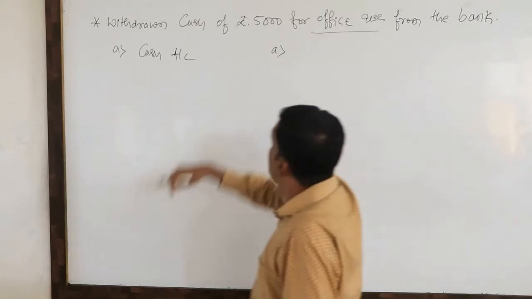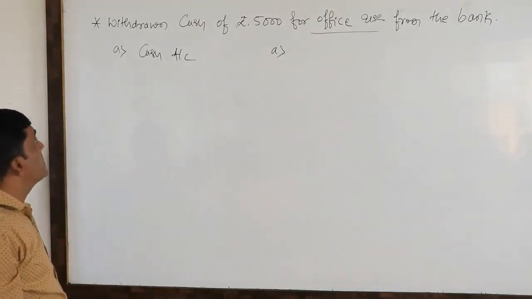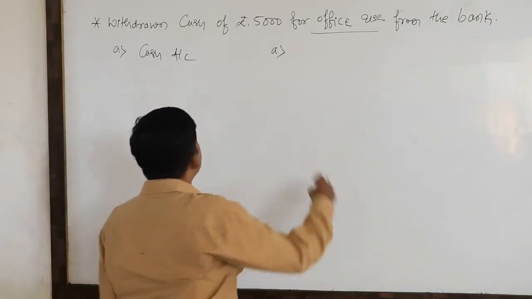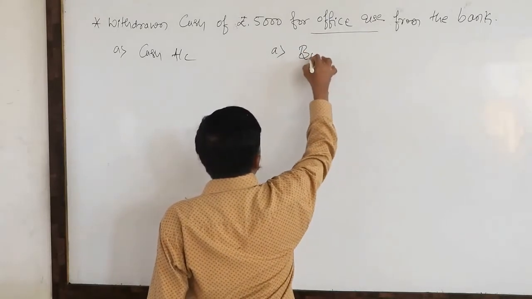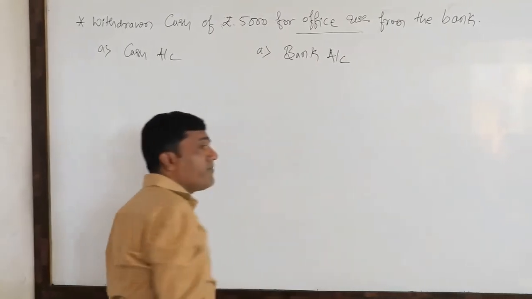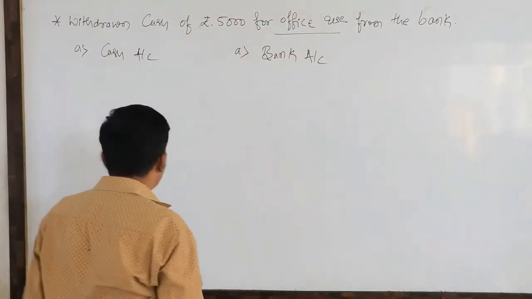Withdrawn cash of rupees 5,000 for office use from the bank. So the first aspect is cash, and the other one is bank account. For office use only we have made the withdrawal, not for personal use. Look here.